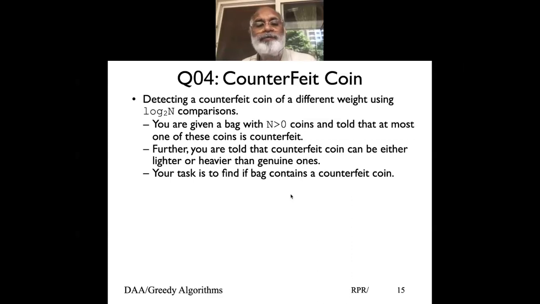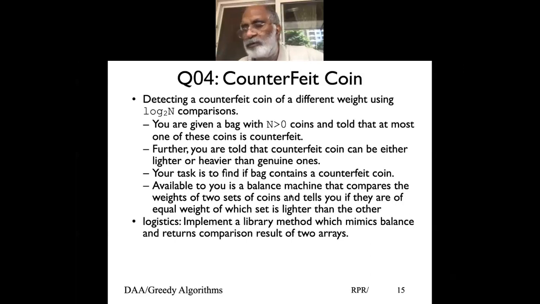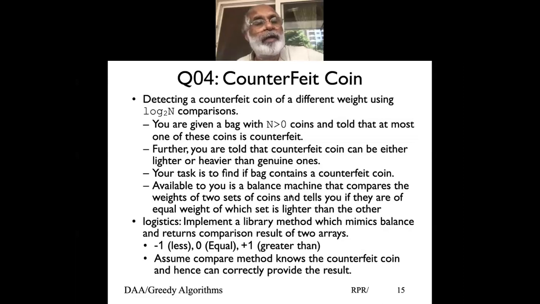Basically, divide into two parts and compare. Now, the comparison balance only tells you whether one side is lighter or heavier, but you cannot get the actual weight. How do you proceed? If the left is lighter, the balance will give me minus one. If the two weights are equal, it gives me zero. If the left one is heavier, it will give you plus one.